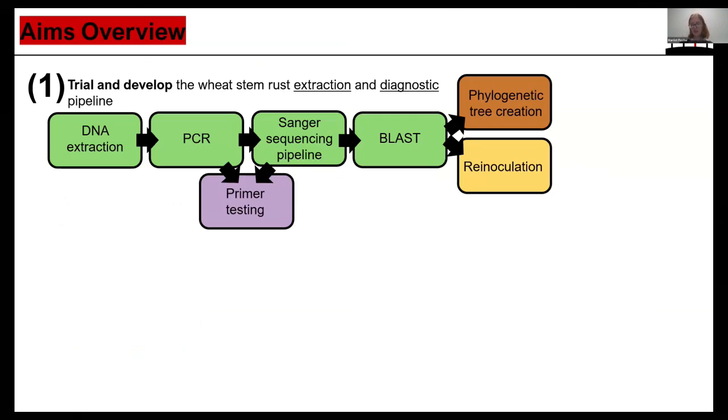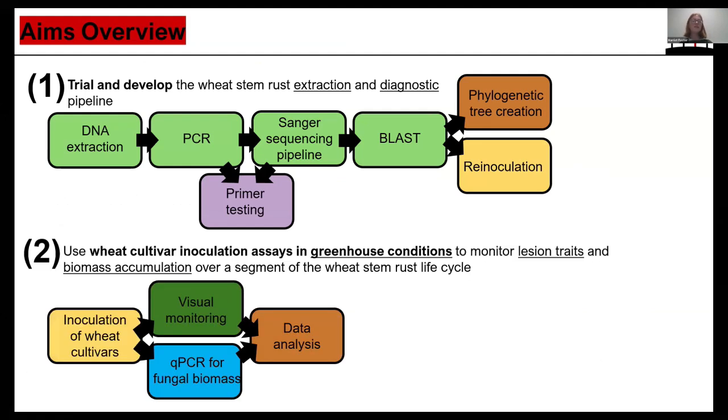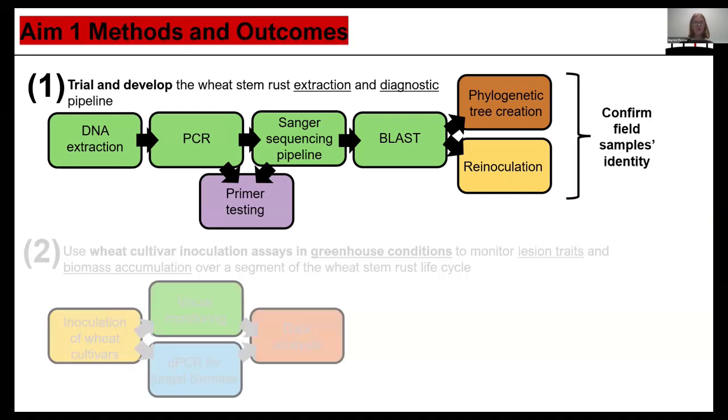stem rust extraction and diagnostic pipeline, and secondly to use wheat cultivar inoculation assays in slightly more variable greenhouse temperature conditions to monitor lesion traits and biomass accumulation over the asexual portion on the primary host of the wheat stem rust life cycle. So firstly, for the first aim, I got to trial new novel genomics techniques, which I previously hadn't had an opportunity to do in university due to COVID. And this was primarily focused on primer trials at the PCR and Sanger sequencing level.